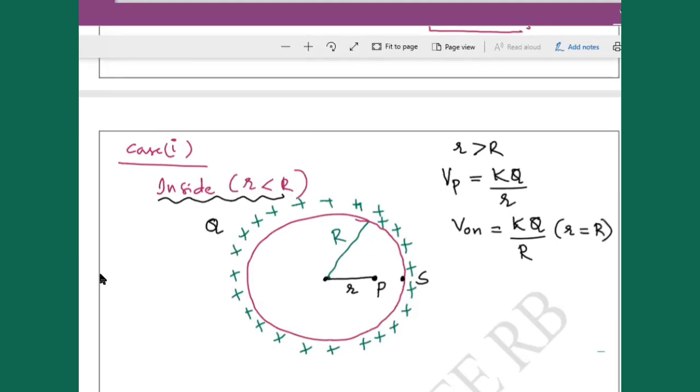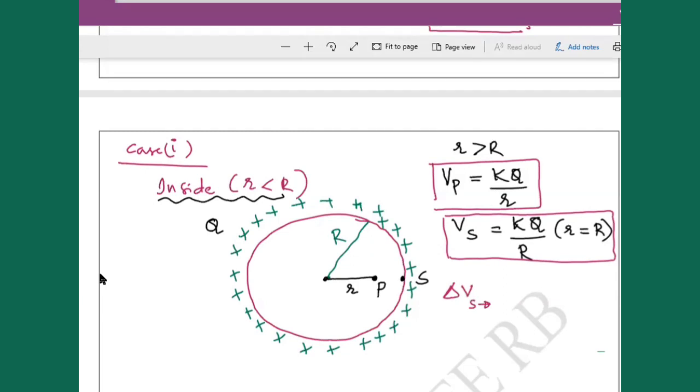Two things are completed, right? Let me keep them in boxes: outside, that is r greater than R, and on the surface. We want inside now. Inside means we have to move the charge from surface to point P. Now I can write delta V from S to P is equal to minus the integral from S to P of E into dr. Hope it is clear now.